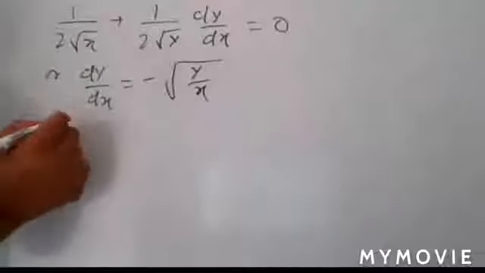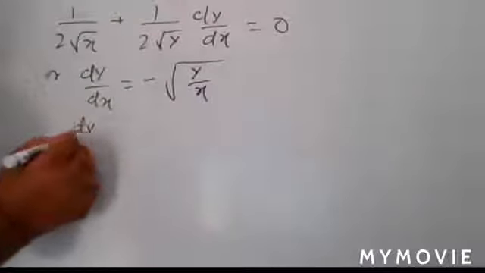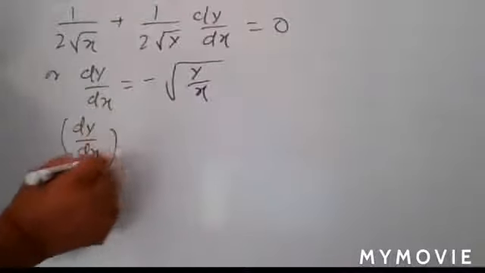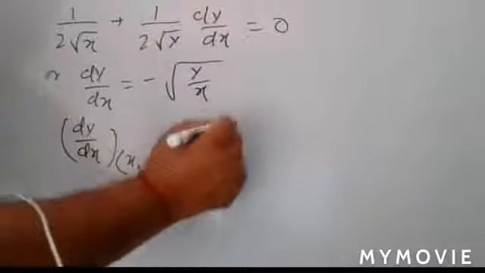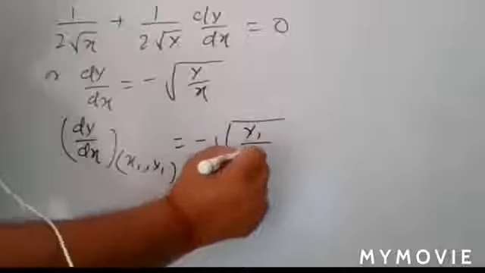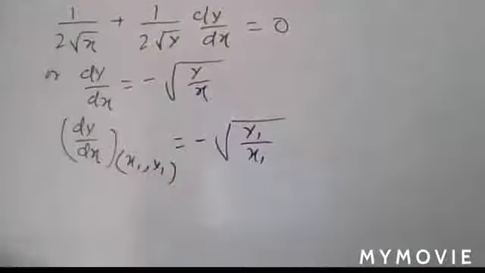Now, putting the value of the point, the value of dy by dx at the point x1, y1 is equal to minus times of under root y1 upon x1. So that gives the value of the derivative at the given point.